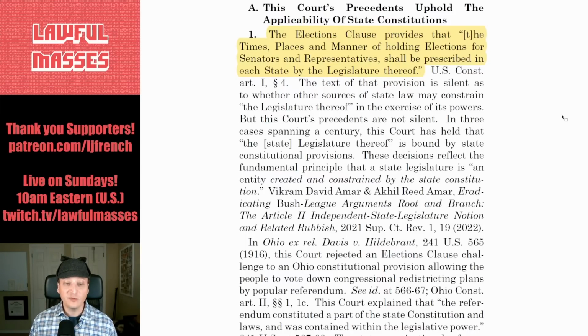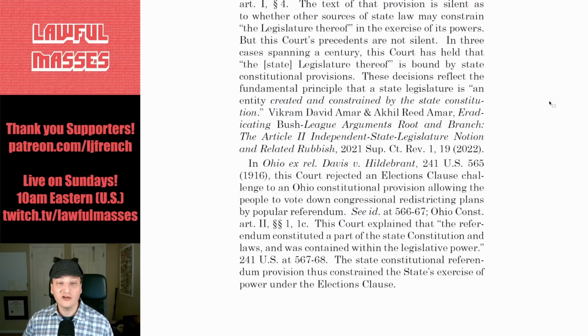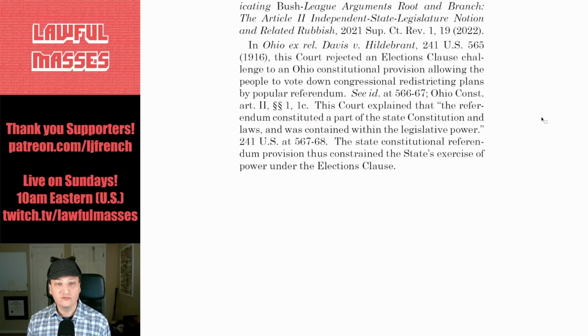In 3 cases spanning a century, this court has held that the state legislature thereof is bound by state constitutional provisions. These decisions reflect the fundamental principle that a state legislature is an entity created and constrained by the state constitution. In Ohio ex rel. Davis versus Hildebrandt in 1916, this court rejected an Elections Clause challenge to an Ohio constitutional provision allowing the people to vote down congressional redistricting plans by popular referendum.